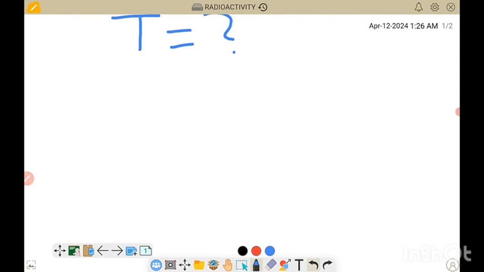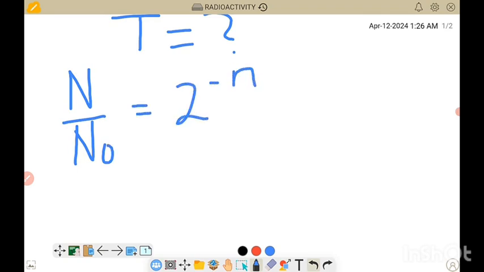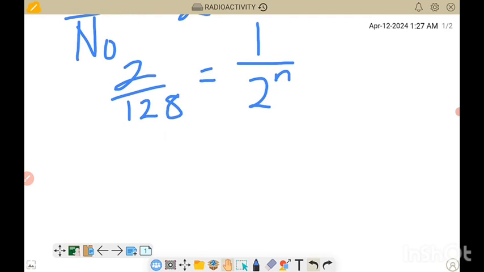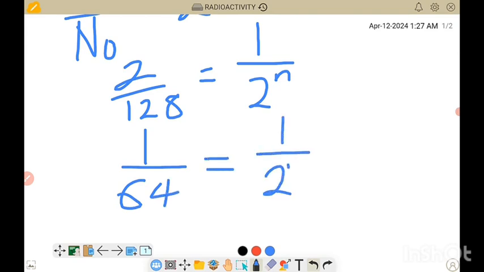Okay, let's go with N over N naught equal to 2 raised to power minus n. First we find the number of half-lives, and that will be equal to 2 over 128, equal to 1 over 2 raised to power n. From this, 2 over 128 will definitely give us 1 over 64, and that will be equal to 1 over 2 raised to power n.